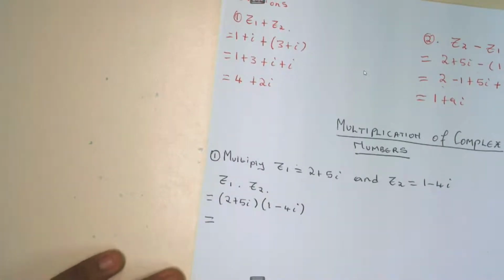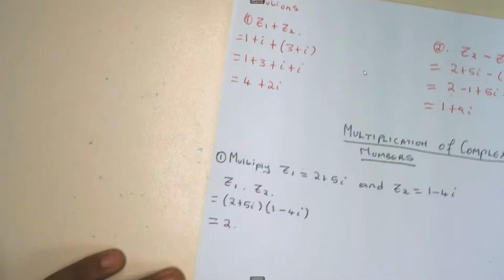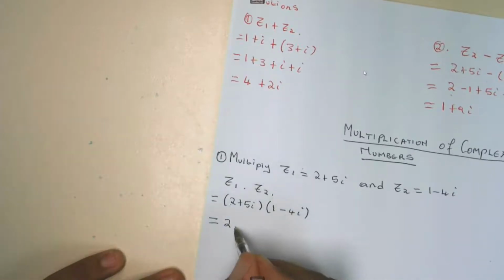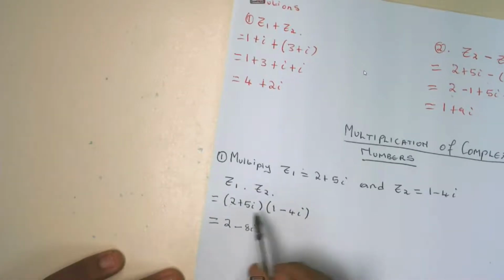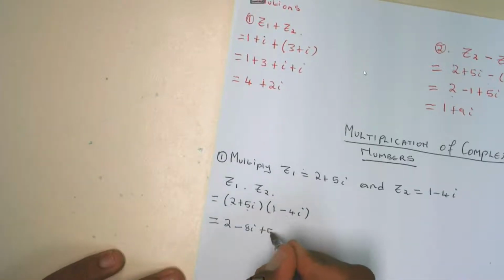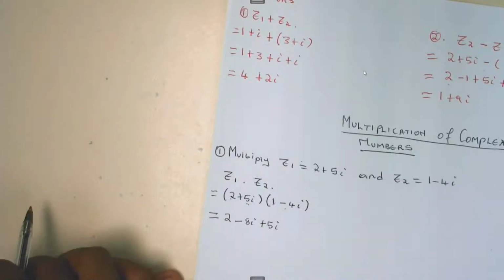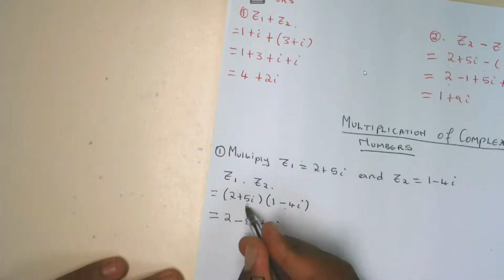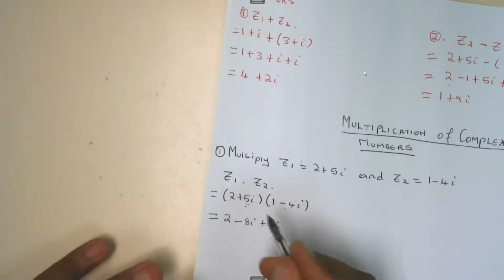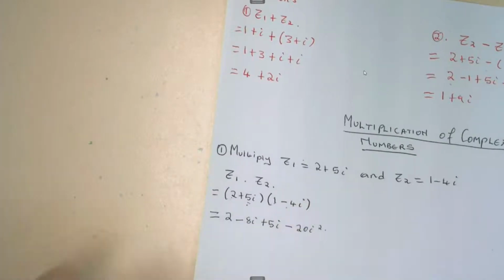FOIL, obviously. We are going to say 2 multiplied by 1. It will be 2. 2 multiplied by negative 4i. It will be negative 8i. 5i multiplied by 1. That will be positive 5i. 5i multiplied by negative 4i. That will be negative 20i squared.